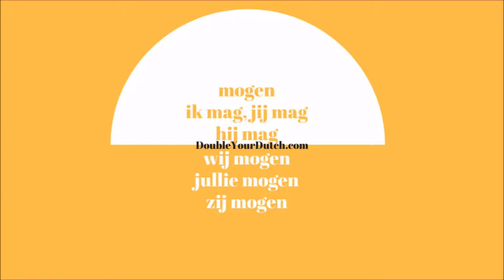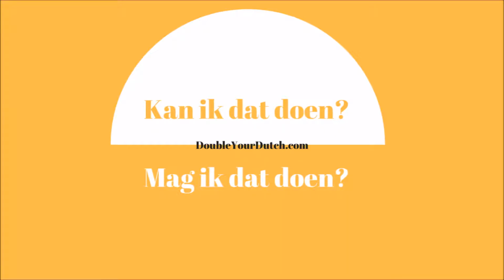Okay, so let's practice with some sentences. You might say, kan ik dat doen? Can I do that? Mag ik dat doen? May I do that? Now, can, of course, can be permissive, just like in English, like, do I have permission to do this? But may is then the more polite version of it, just like in English. May I do that, or can I do that?